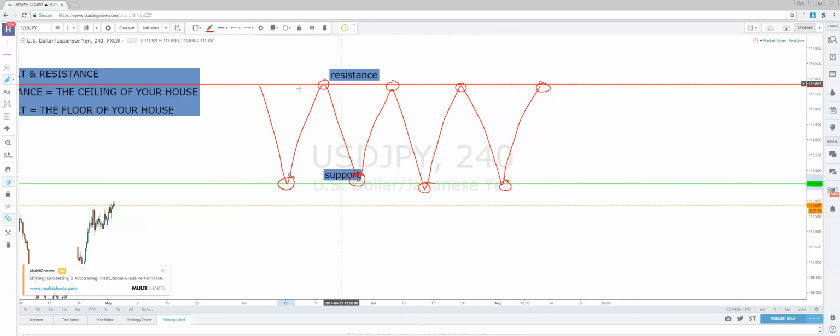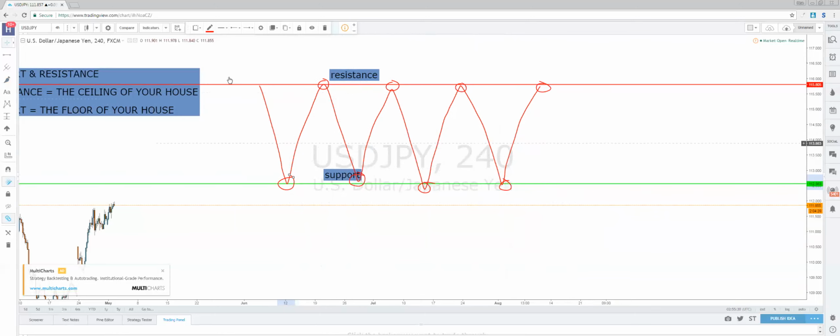Resistance and support act like, have you guys ever been bowling? For kids they have those gutter lanes where the bowling ball can't go off into the side. Think of support and resistance like those lane guards in bowling. It keeps the ball within the lane. That's the same concept of support and resistance. They're designed to give you an idea of keeping the price within a certain area.